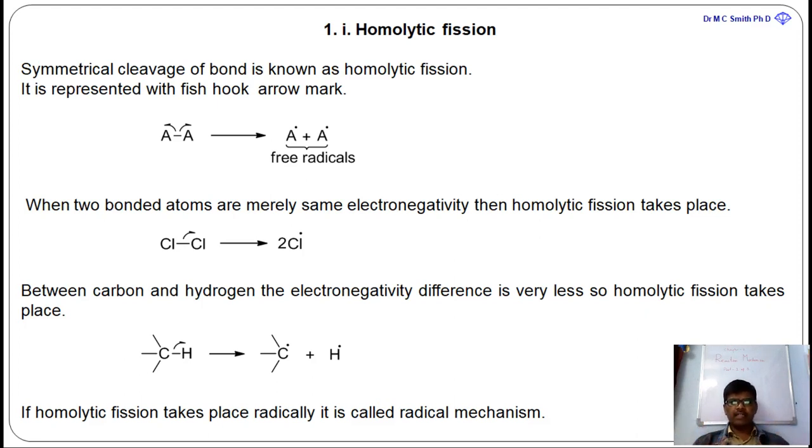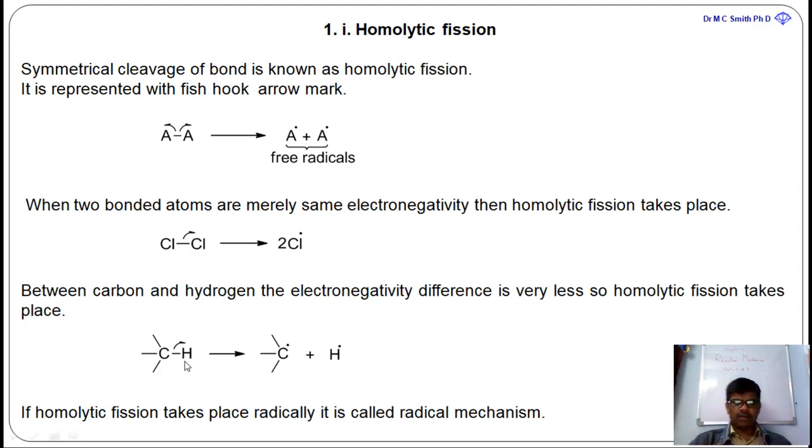And where does this type of homolytic fission take place? This type of homolytic fission takes place between atoms having the same electronegativity. For example, in chlorine, Cl2, both the atoms are one and the same, so the bond will open up to give free radicals.